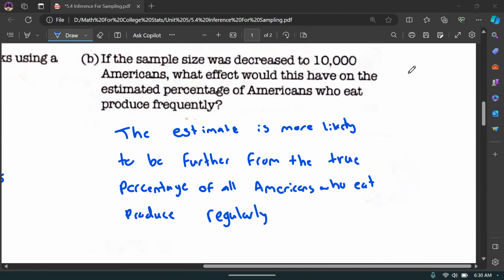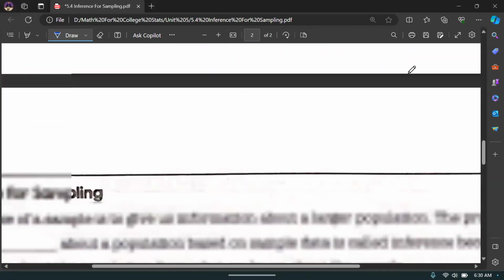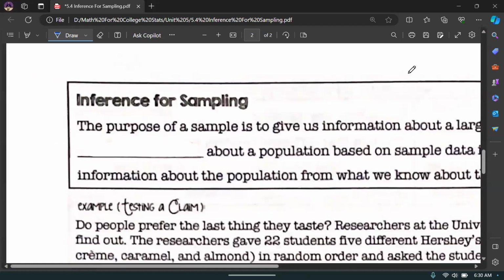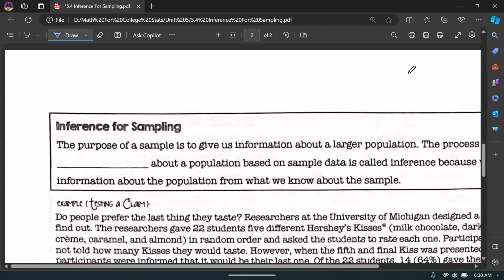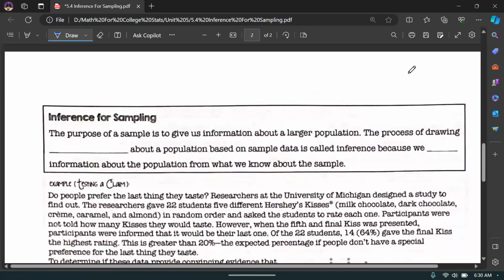All right, so let's move on. There's a backside of this time. So let's go to that. Inference for sampling. So the purpose, let me zoom out a little bit here. The purpose of a sample is to give us information about a larger population. The process of drawing conclusions about a population based on sample data is called inference, because we infer information about the population from what we know about the sample.